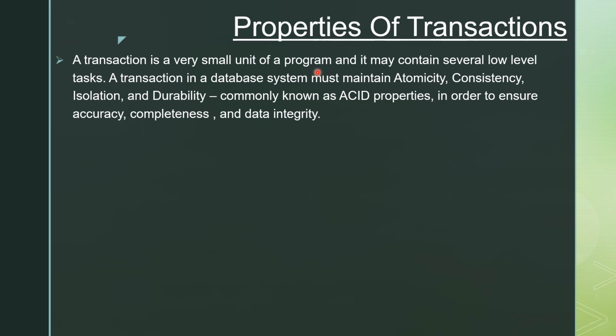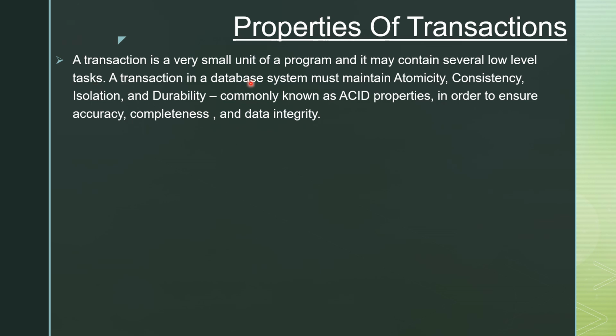And what happens for this? This may take several low-level tasks. So whatever transaction you are doing, that time you perform some tasks. That is, network should be there. The account number should be correct, right? So all these are some type of tasks we can say. We are going to study the properties of transaction which that transaction should follow.